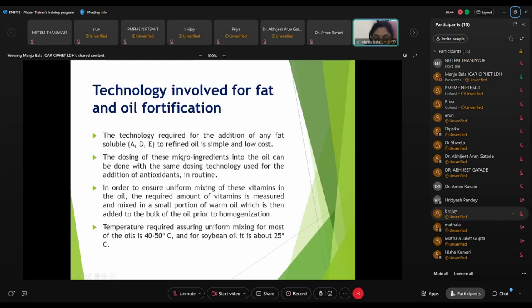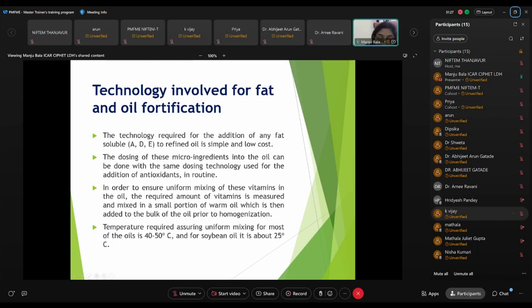It is called dosing of micro ingredients into the oil. It can be done with the same dosing technology used for addition of antioxidants. Antioxidants are vitamin E or tocopherols. As in the earlier slide, I showed that vitamin E is removed during refining, but the oil industry later on adds antioxidants, either artificial or natural, to compensate for this removal. Otherwise, oil will become highly unstable. To make the oil stable, adding antioxidants, artificial or natural, is an age-long technology.